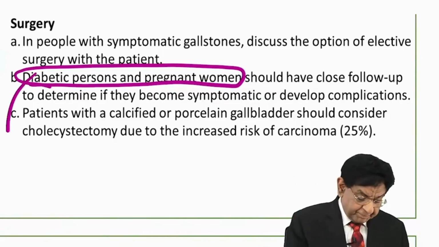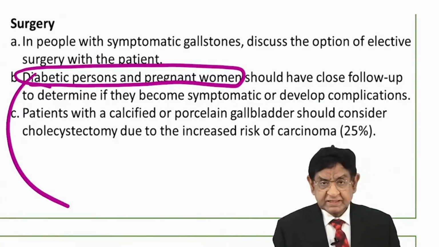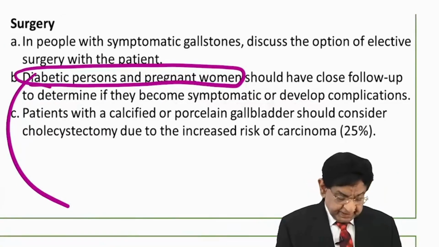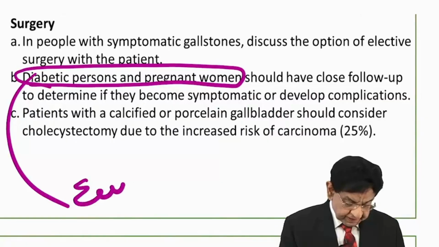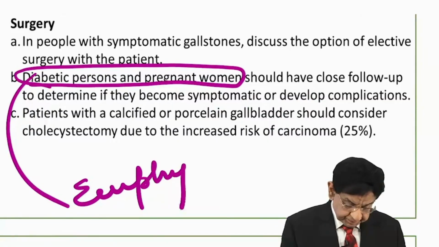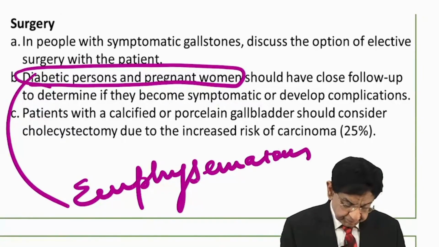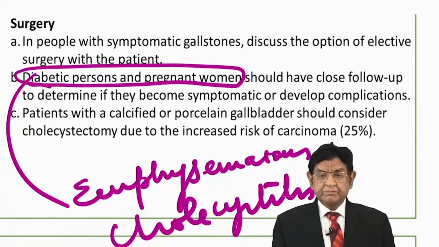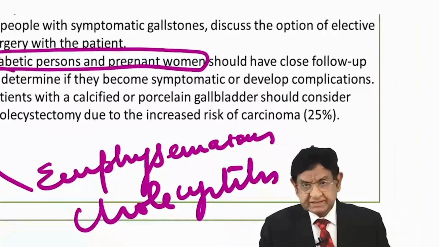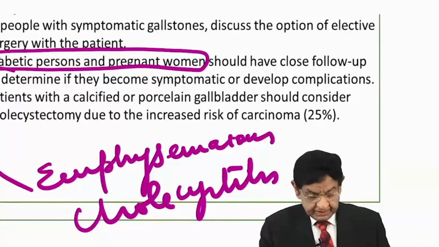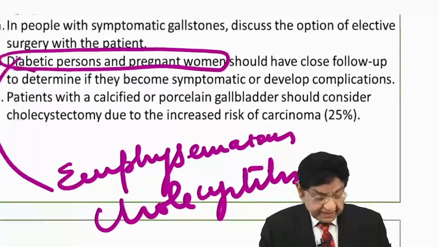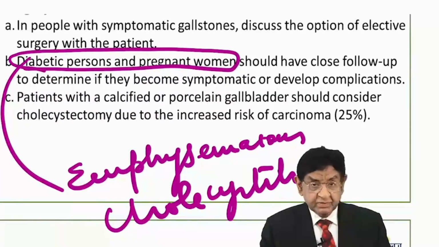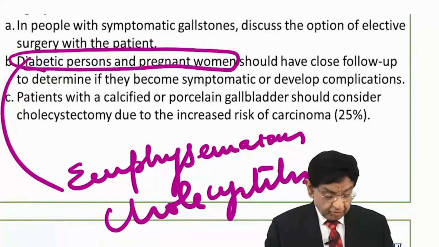As far as diabetic patients are concerned, they can develop emphysematous cholecystitis. The patient may develop gas in the gallbladder. A pregnant lady again can have other problems. About this I'll be discussing later on.